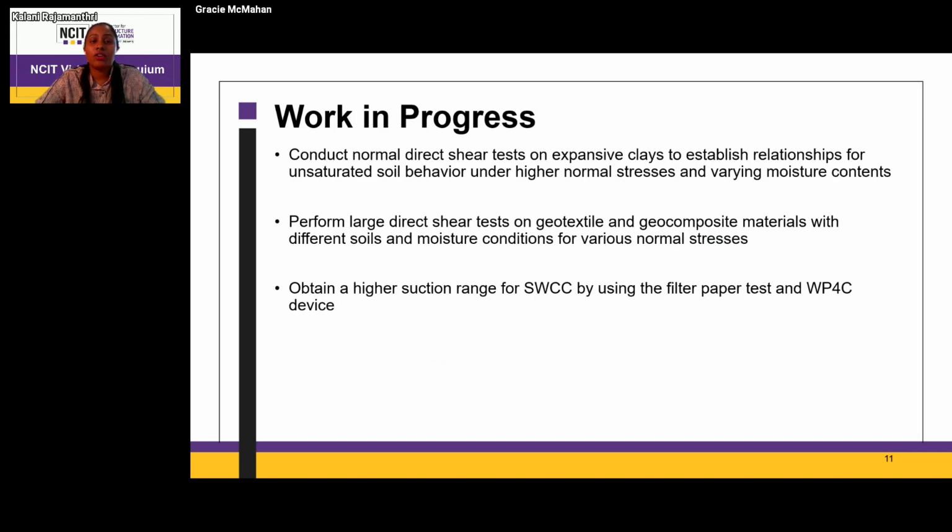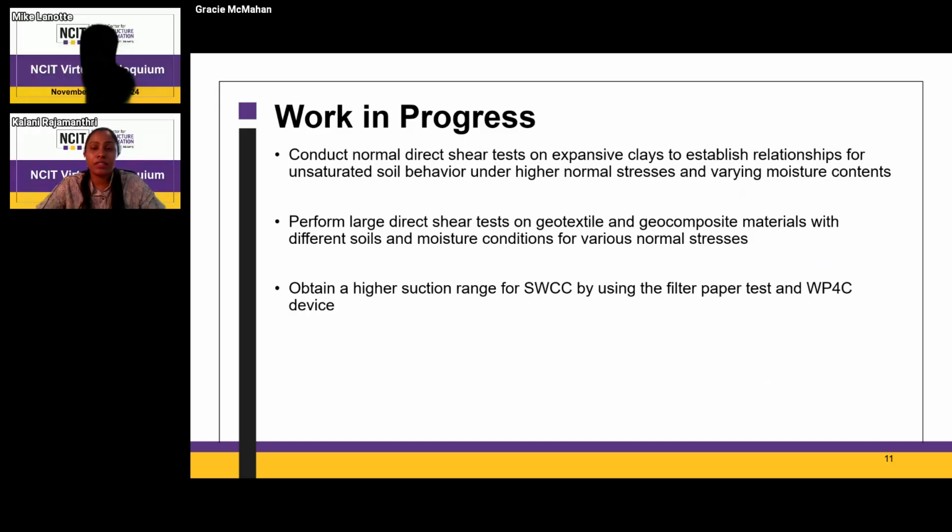So we are working on normal direct shear test on expansive clays to establish the unsaturated shear strength behavior with different normal stresses and varying the moisture condition. And we are working on the large direct shear test on how geotextiles and geocomposite materials will behave with the expansive soil and the frost-active soil. And finally, we are in the process of having the higher suction range for soil water characteristic curve using the filter paper test and the WP4C device.